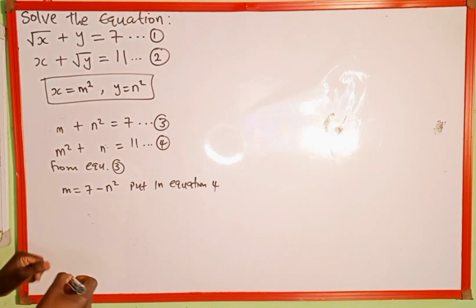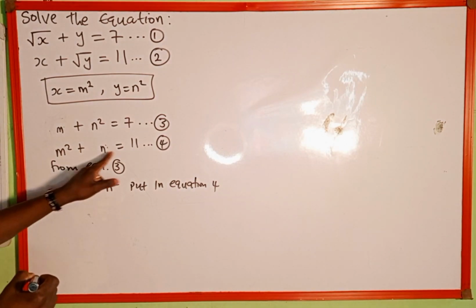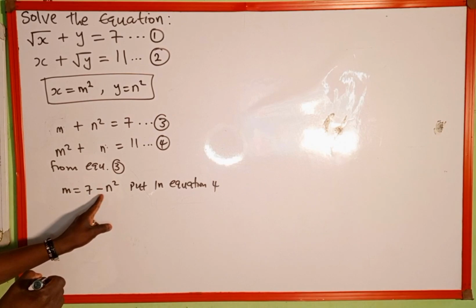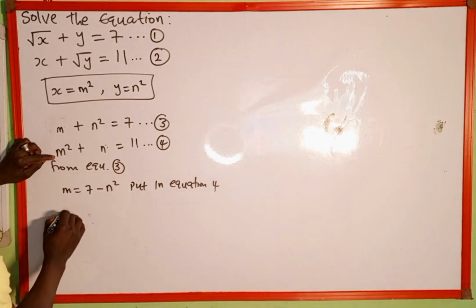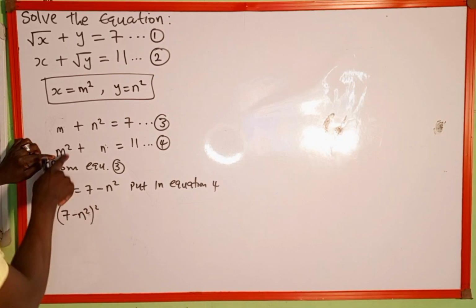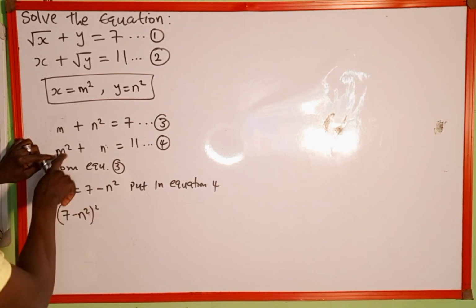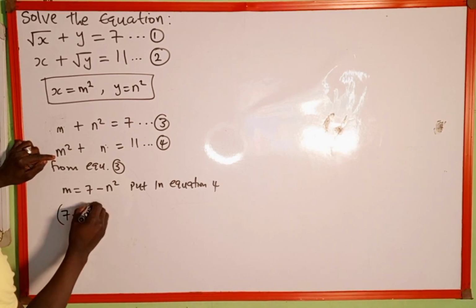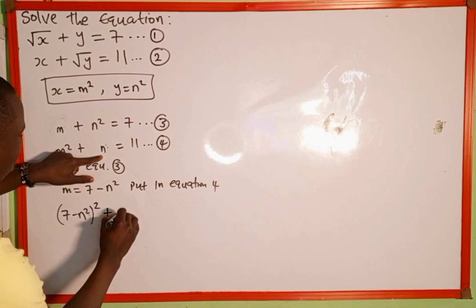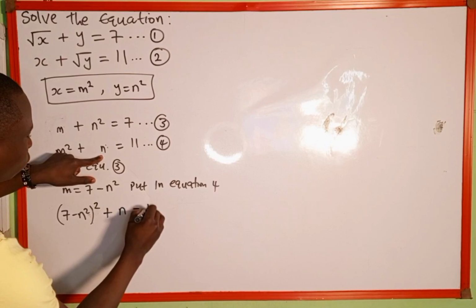So from equation 4, what we have is m squared plus n is equal to 11. Anywhere we see m, we replace it with 7 minus n squared. So this is going to be 7 minus n squared, then all squared because of this square. This is the value of m, then everything all squared, then plus n, which is equal to 11.